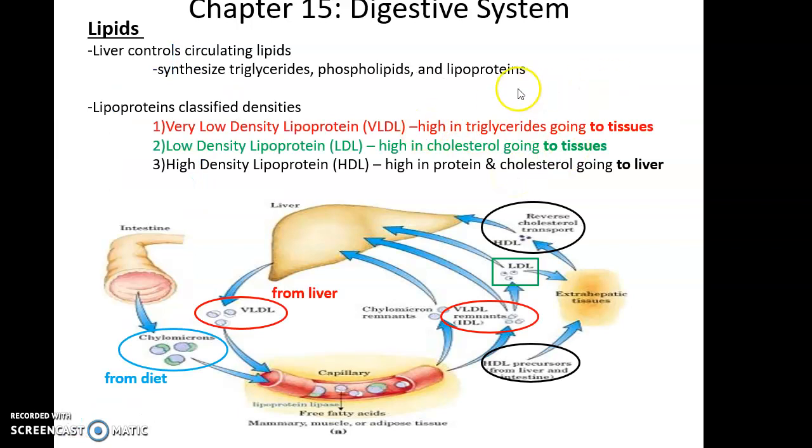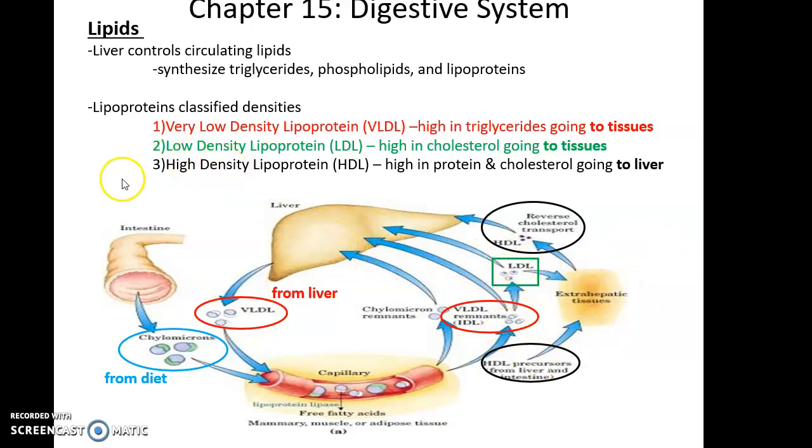Liver controls circulating lipids. Liver synthesizes many triglycerides, phospholipids, and lipoproteins. The liver, as we know, produces very low density lipoproteins, which are proteins surrounding triglycerides and cholesterol. They go to the tissues, deliver the triglycerides to muscle tissue and adipose tissue. And then the VLDLs become LDLs, and the LDLs will continue traveling to the various tissues, delivering cholesterol to the tissues. And then any remaining proteins go back to the liver.